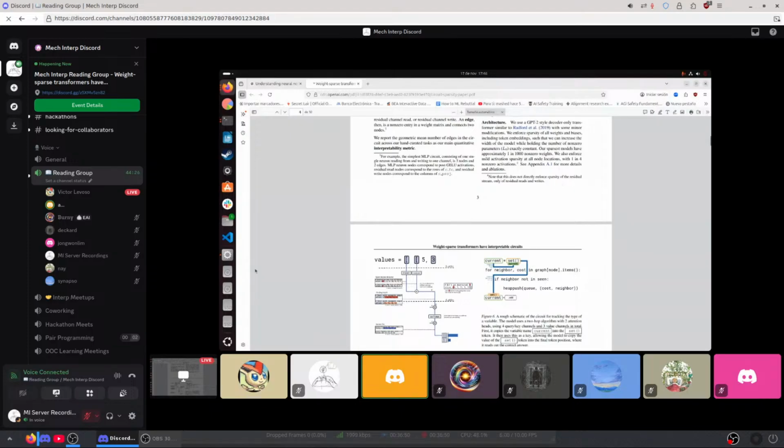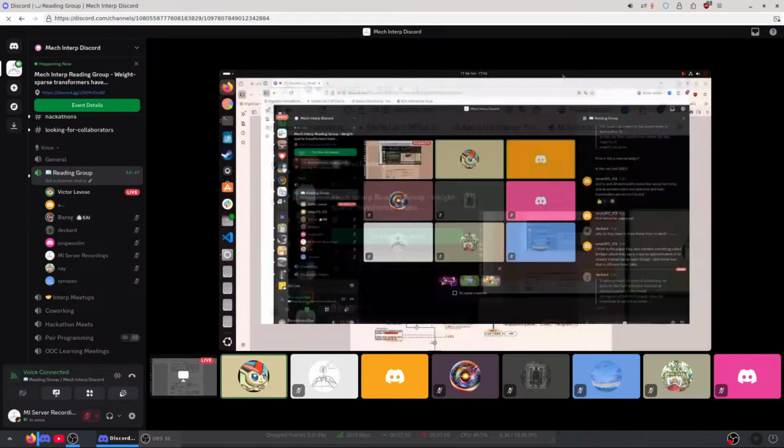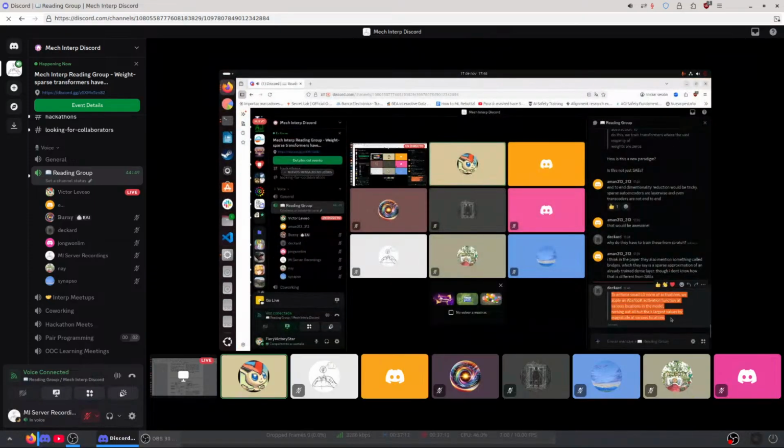So apart from weights, they also enforce sparsity on activations. Basically at each location, they only retain the top K activations, zeroing out all other activations. The thing that got put in the chat, yes. And this is on top of the weights, right? So they zero out the weights, and then they also zero out the activations.